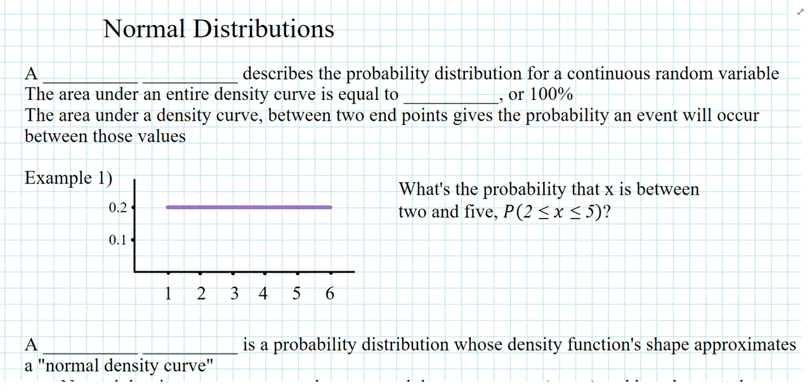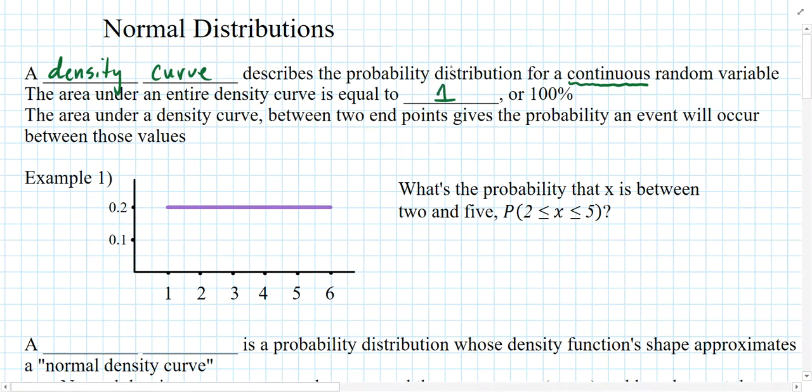Hello. In this video, I would like to share information on density curves and normal probability distributions. A density curve describes the probability distribution for a continuous random variable, not a discrete random variable. Continuous random variables can take on an infinite number of values rather than a countable list. The area underneath an entire density curve is equal to 1, which represents the probability of 100%.